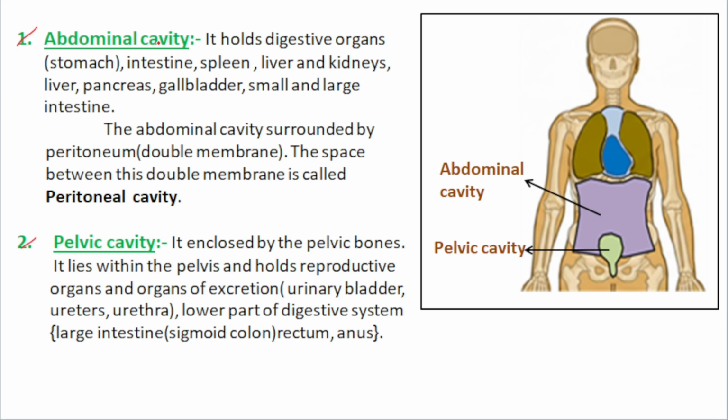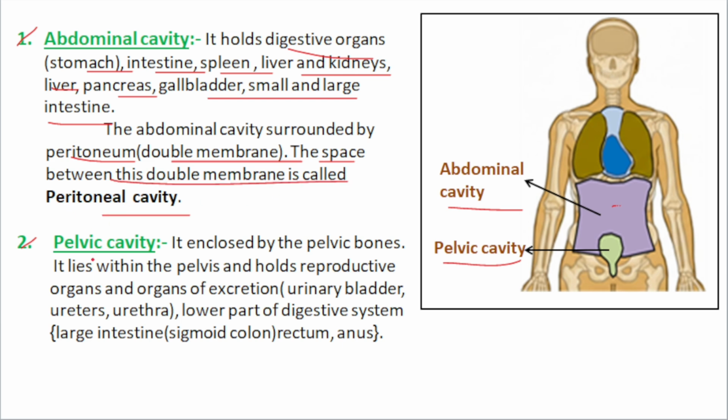So first see this picture, the violet colored area is called the abdominal cavity and the greenish colored area is called the pelvic cavity. So first, the abdominal cavity holds digestive organs like stomach, spleen, liver, kidney, pancreas, gallbladder, small and large intestine. And the abdominal cavity is surrounded by the peritoneum, that is a double membrane. So the space that is present between this double membrane is called the peritoneal cavity. So the peritoneal cavity is also included in the abdominal cavity.